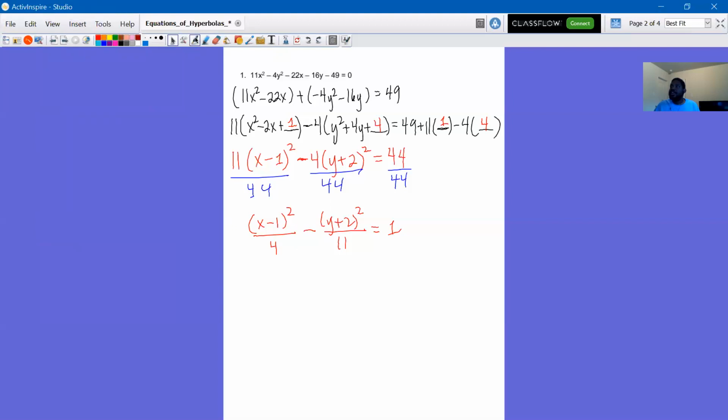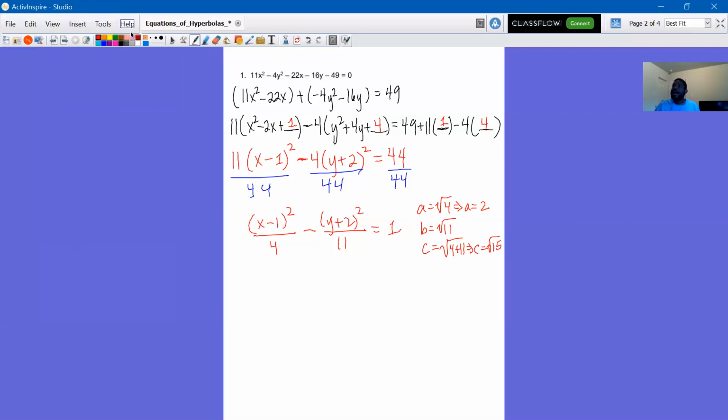So now we need to find our a, b, and c. So our a is square root of 4, which is 2. Our b is square root of 11. And c is going to be the square root of 4 plus 11. So c is square root of 15.